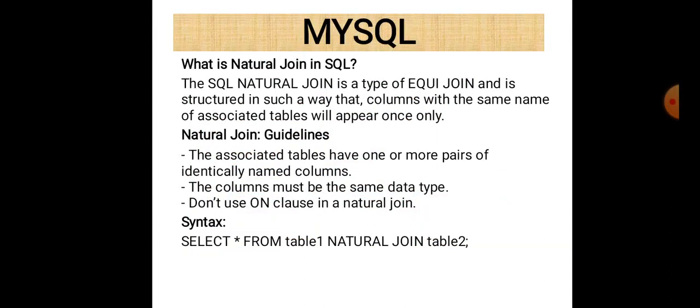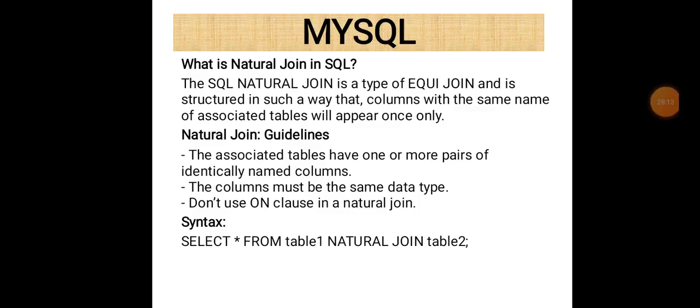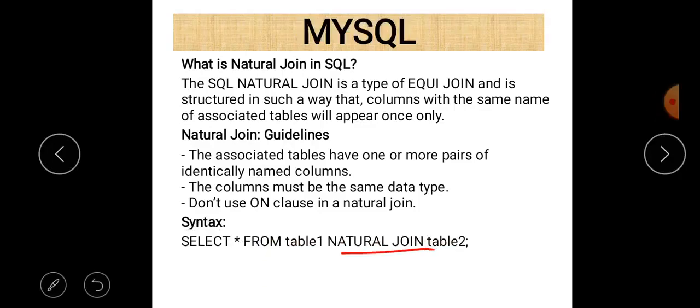Our next topic is natural join. SQL natural join is a type of equijoin and is structured in such a way that columns with the same name of the associated tables will appear only once. There is a guideline which should be followed regarding natural join. First of all, the associated tables have one or more pairs of identically named columns. The columns must be of the same data type, and don't use the ON clause in a natural join. The keyword NATURAL JOIN is used to implement it. The simple command is select star from table 1 natural join table 2.